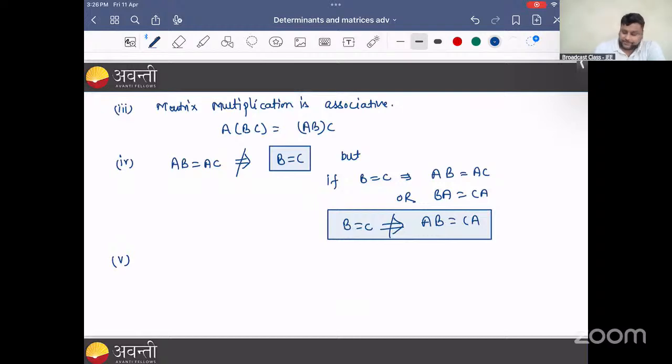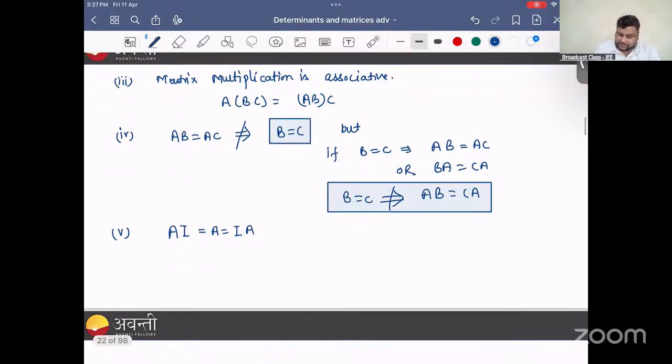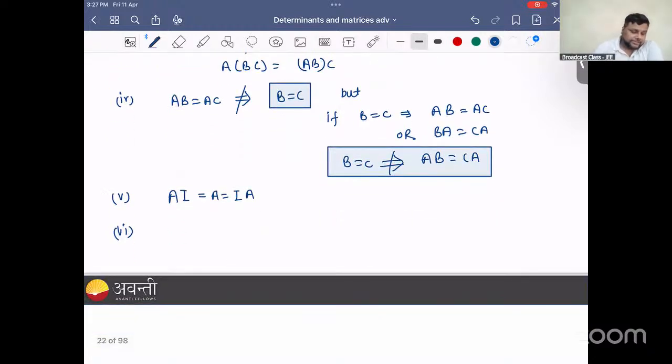Now, fifth property. If any matrix is multiplied with an identity matrix, it remains same. You multiply identity matrix as a prefactor or as a post factor, it does not make any difference. All right. Sixth property. There are certain properties of matrix multiplication which are correlated with the determinant. So we won't cover it right now. We'll cover it later on when the determinant will be done or along with the determinant. Next.